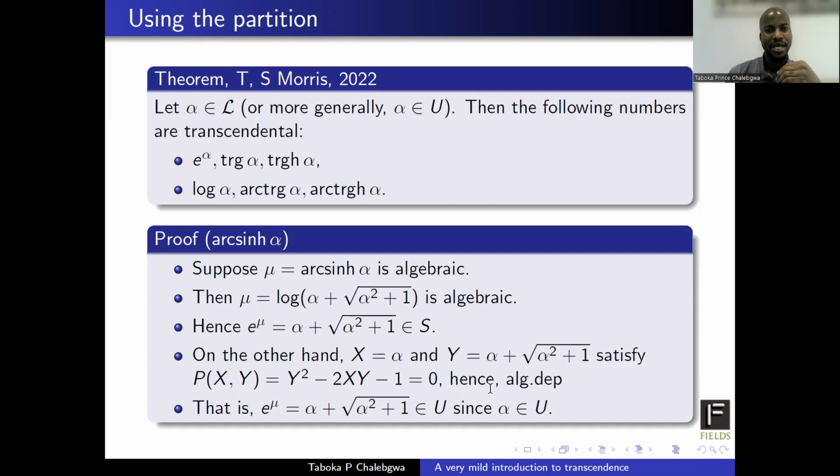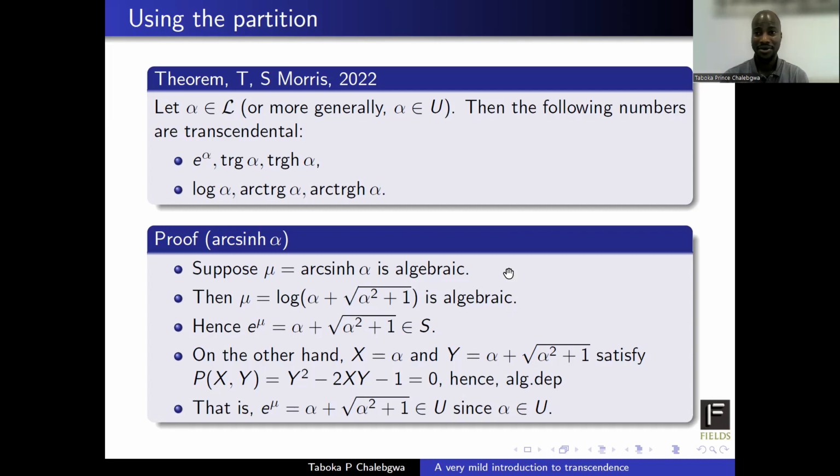So we actually now have a contradiction here, because on the one hand, somewhere through our argument we derived that e to the mu belongs to S. But finally, we also concluded that e to the mu belongs to U. But we know that U and S are disjoint classes, and we have a contradiction. So that means that our first supposition here was indeed wrong, and therefore we conclude that mu should be transcendental when mu is arcsinh of alpha, and alpha being a Liouville number, or in general a U number.